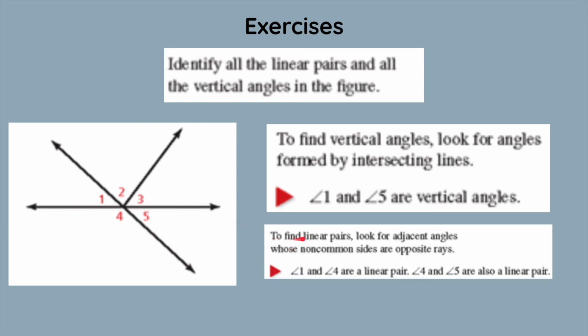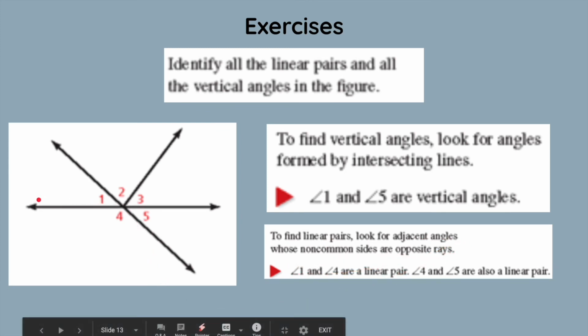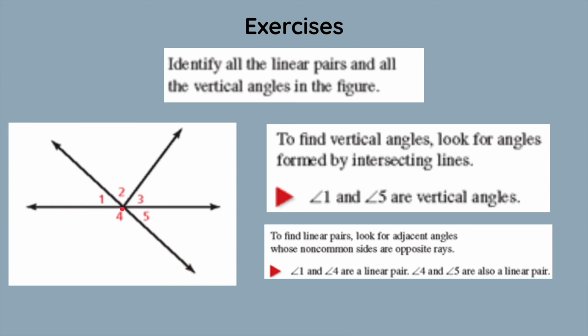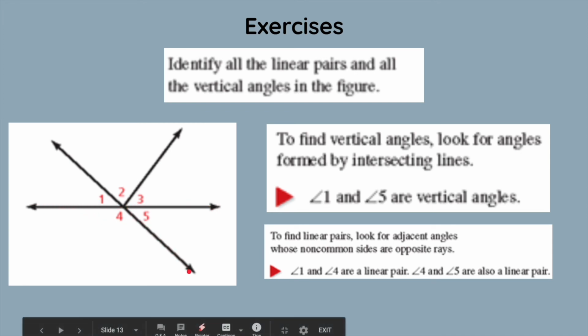So now to find linear pairs, we have to look for adjacent angles whose non-common sides are opposite rays. So as we can see here, angle 1 and angle 4 are linear pairs. So we can see this entire side. And angle 4 and angle 5 are also a linear pair. We can see this entire non-common side with this common side.